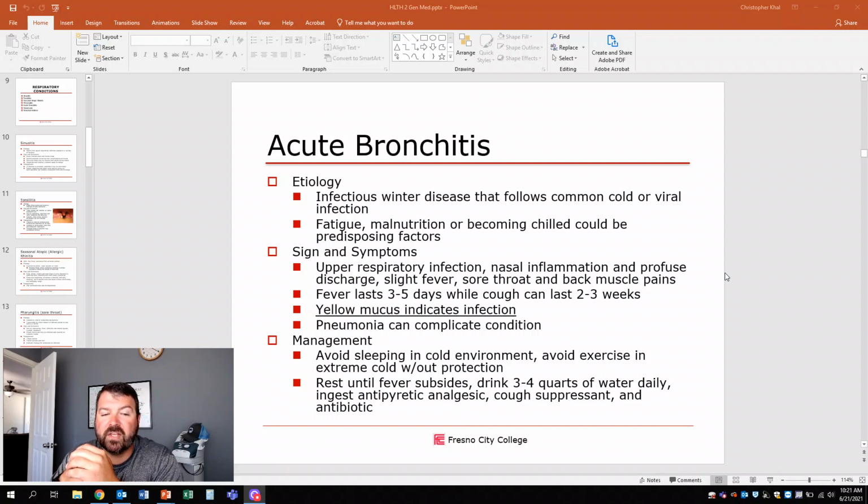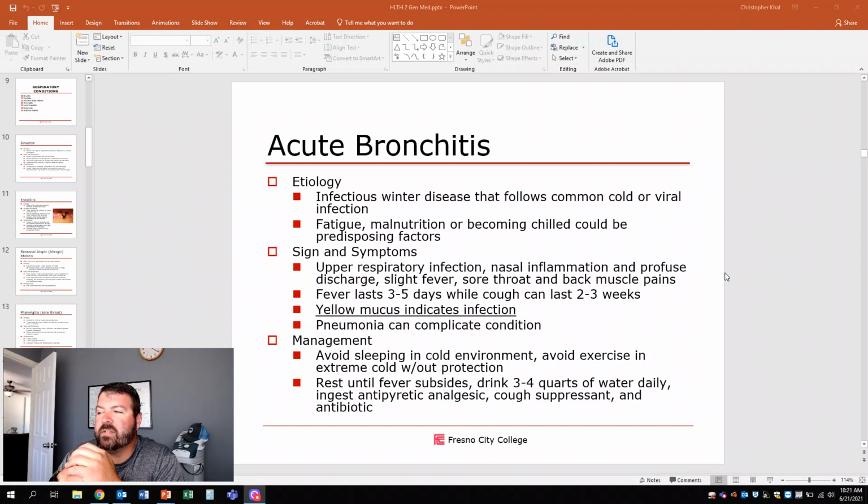Fever can last 3 to 5 days. Cough can last 2 to 3 weeks, roughly. Yellow mucus indicates infection. Just know that. Management: avoid sleeping in cold environments. Avoid exercise in extreme cold without some kind of protection. Usually it's just wearing a mask or a scarf around your face in extreme temperatures.